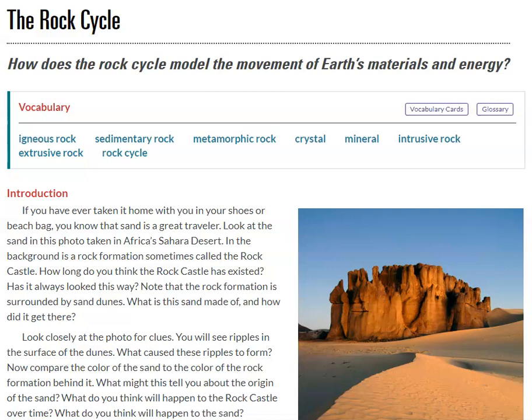And origin means where it came from. Where did it originate? Where was it created? What do you think will happen to the Rock Castle over time? What do you think will happen to the sand?